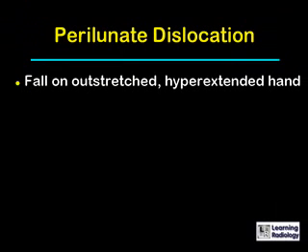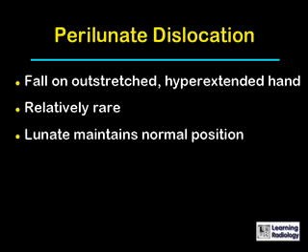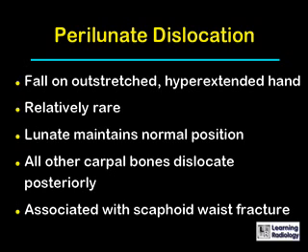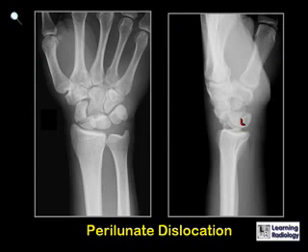Perilunate dislocations occur because of a fall on an outstretched hyperextended hand. They are relatively rare. In a perilunate dislocation, the lunate maintains its normal position, but all of the other carpal bones dislocate posteriorly. Perilunate dislocations are also associated with fractures of the waist of the scaphoid.